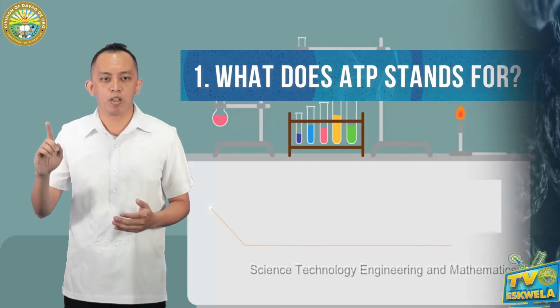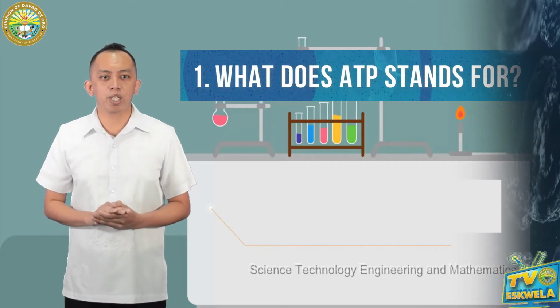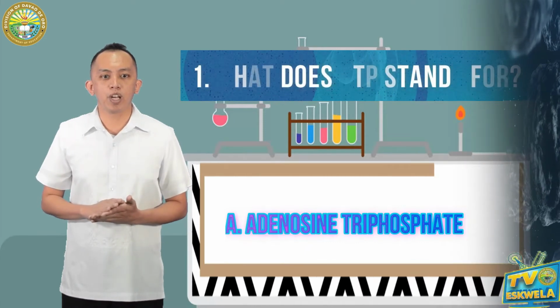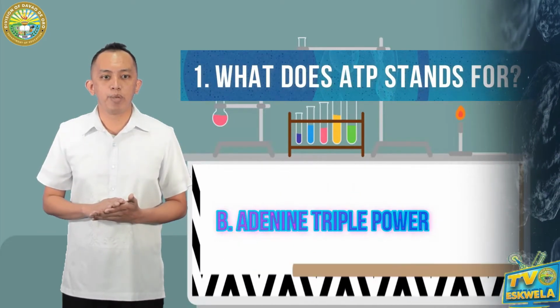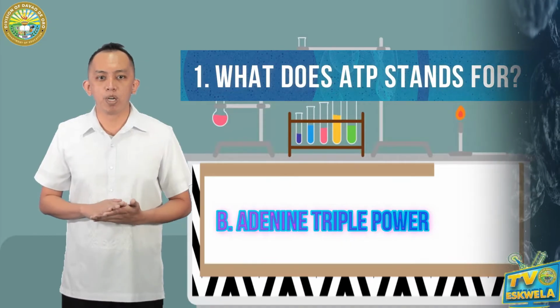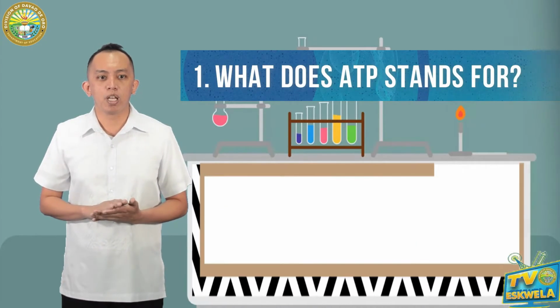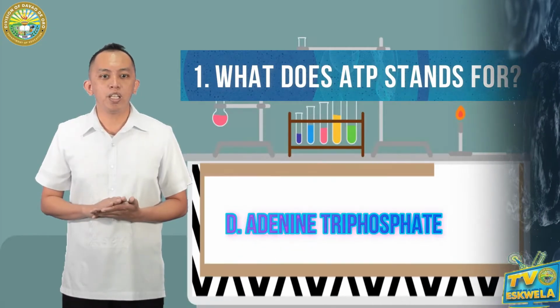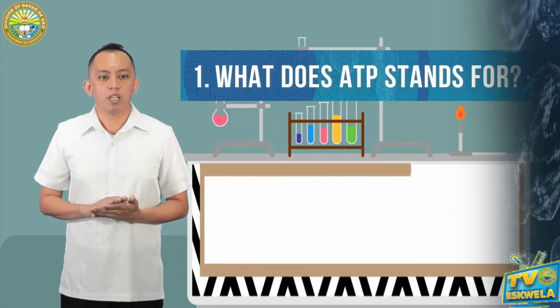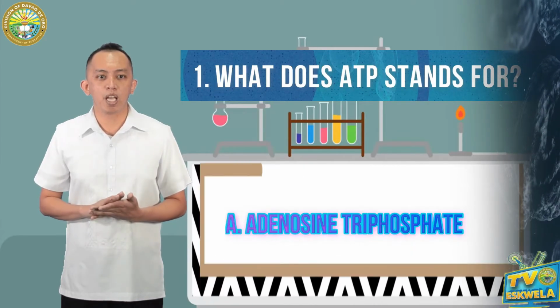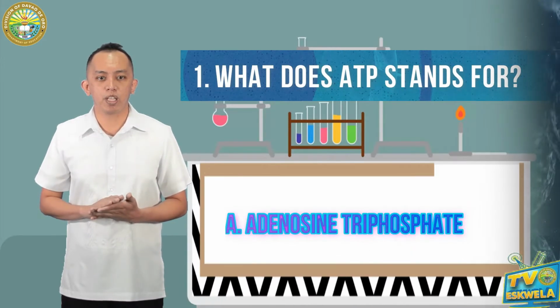Question number 1. What does ATP stand for? Letter A, adenosine triphosphate. Letter B, adenine triple power. Letter C, adenosine triphosphorus. Letter D, adenine triphosphate. Time's up. The correct answer is letter A, adenosine triphosphate.